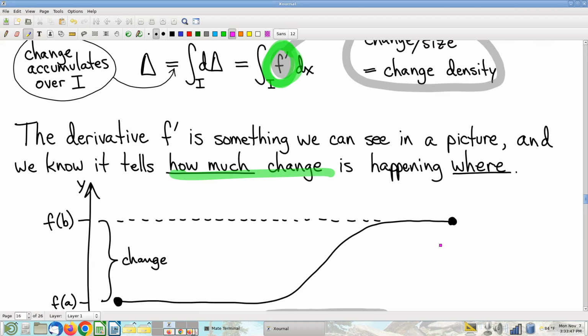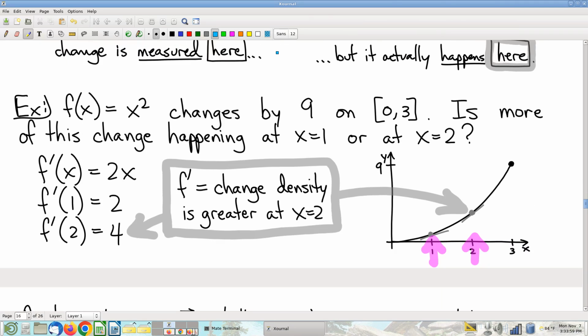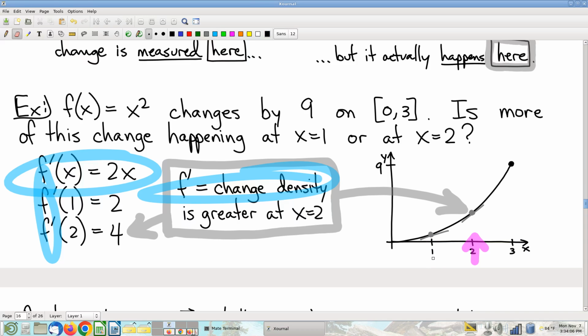Well, the integrand here, this integrand f prime, that's what resolves the question. F prime, the change density, which is 2x, tells you that at this point where x equals 1, there's not so much change density. But by comparison, at this point where x equals 2, there is clearly more change density. Change density is higher. That's the indication that, yes, there's a total amount of change, but more of that change is happening in this vicinity compared to less in this vicinity. And then we ran out of time. I couldn't finish the analogy.